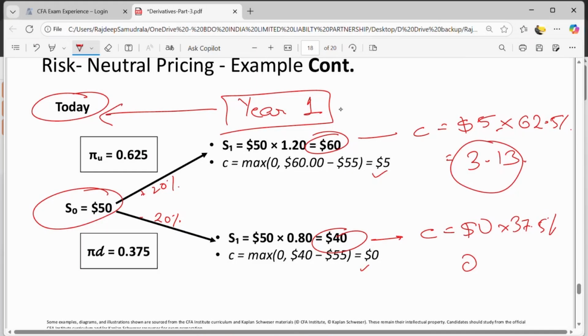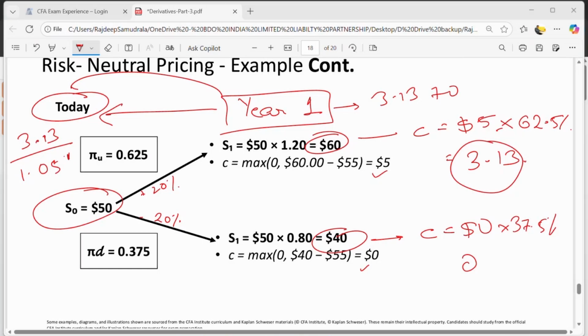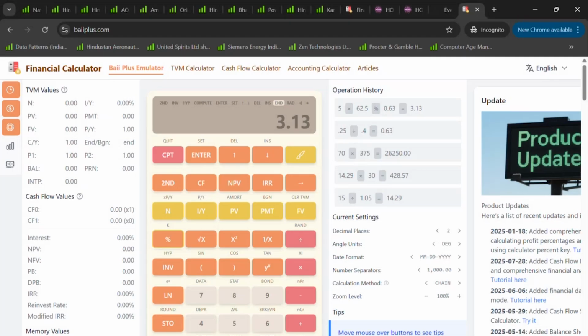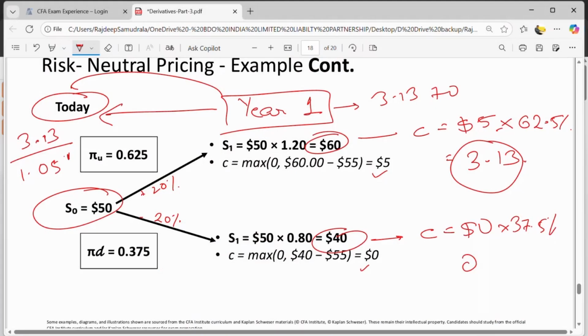So at year 1, my value is 3.13 plus 0, right? इसको मैंने आज का किया तो मुझे वो 3.13 लेना है and I'll divide it by 1.05 for year 1, and that will give me 3.13 divided by 1.05, which is 2.98. 2.98 is the value of my call option. Case khatam. Clear?